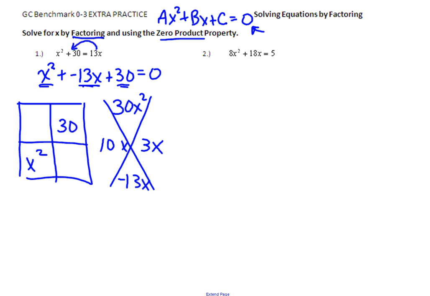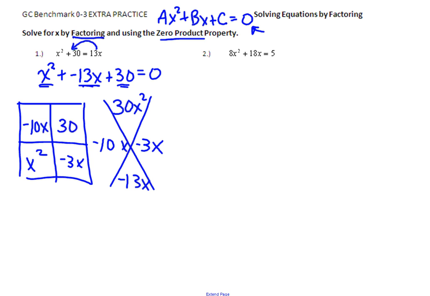10 times 3 is 30. And if I make them both negative, negative 10 times negative 3 is positive 30, and I add them up and I get negative 13. And then those you stick in the empty boxes. It doesn't matter which one you put where. And then decide what number goes into each of those. Fill out the box. Either factor out or think what goes into those.